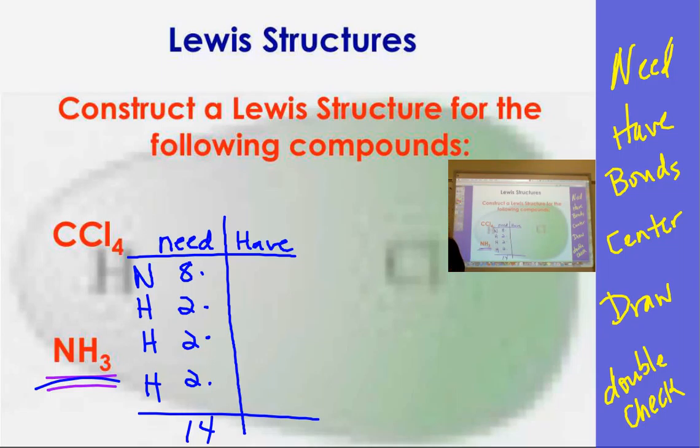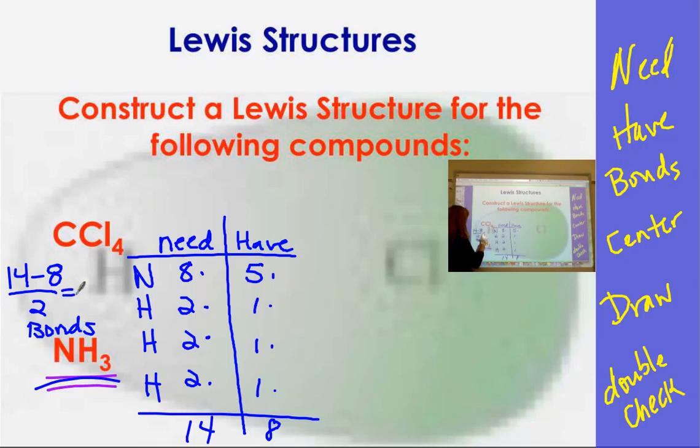Nitrogen is in column 15. That means it has 5 valence electrons. Hydrogen, column 1, only has 1. 5, 6, 7, 8 total. 14 minus 8 divided by 2 tells me how many bonds I get. 14 minus 8 is 6. 6 divided by 2, I get 3 bonds in this case.